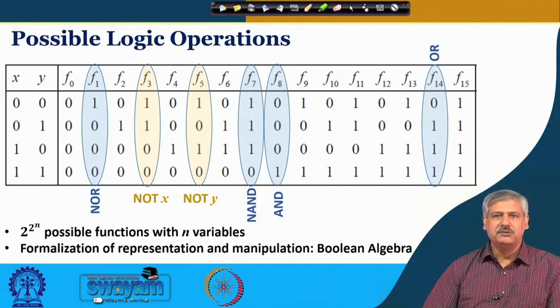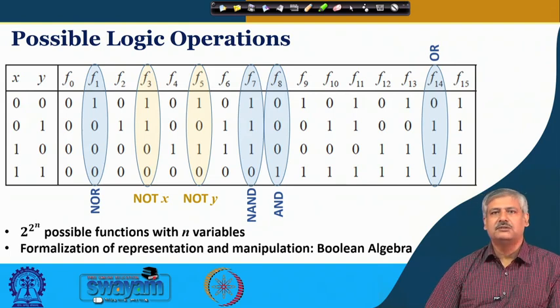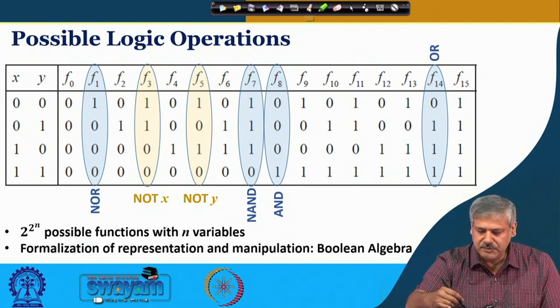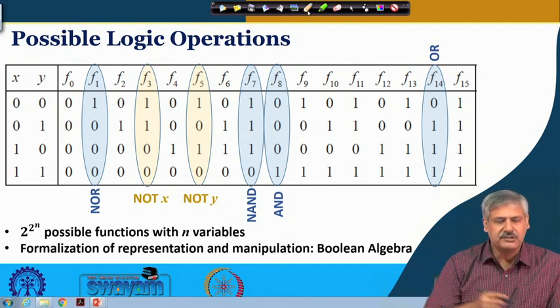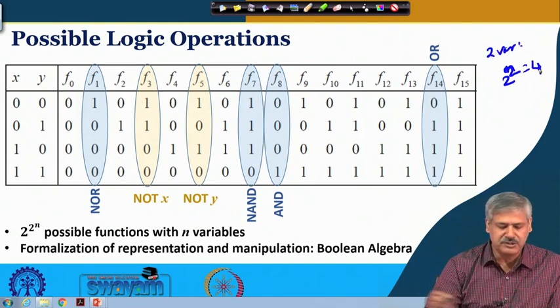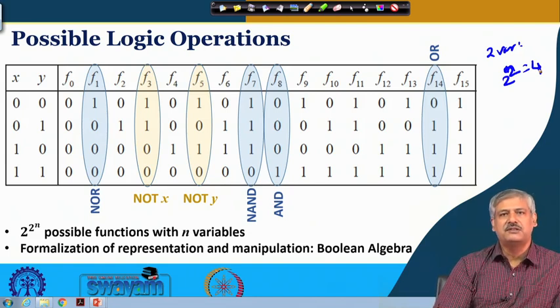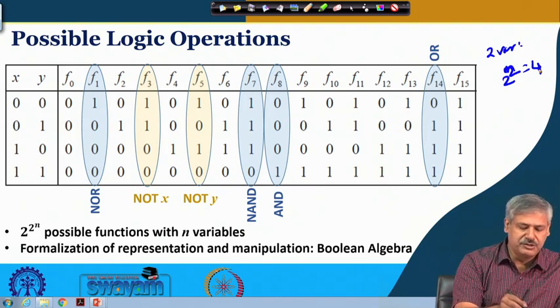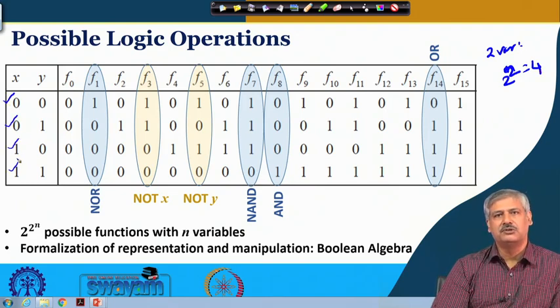So, in the previous classes we were looking at two variable logic operations, right. And with two variables we can have 2 to the power 2, that is 4 possible arrangements in this truth table. So, this is 0 0, 0 1, 1 0 and 1 1. These 4 possible rows are there with two variables, okay.